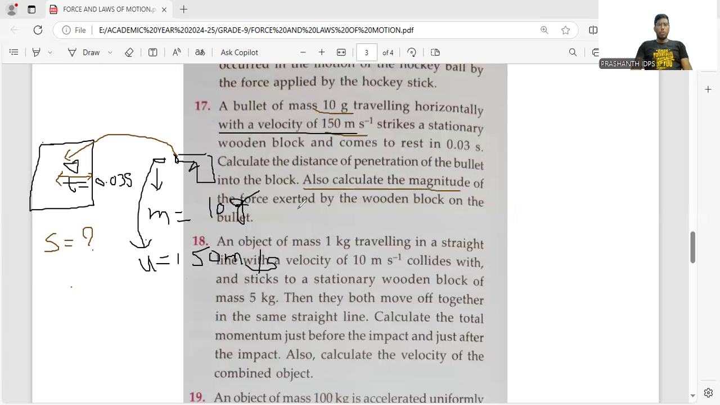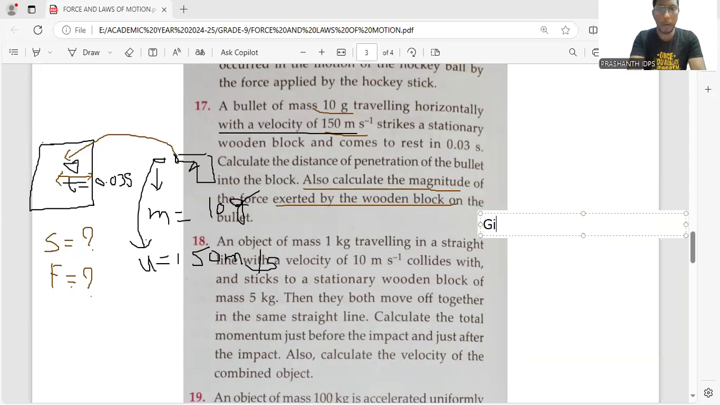Also calculate the magnitude of the force exerted by the wooden block on the bullet. As we all know, if the bullet applies force on the wooden block, similarly in the opposite direction the wooden block also applies force on the bullet, according to Newton's third law. So we need to find the force as well. Let us write the given values first. So this is the diagram.